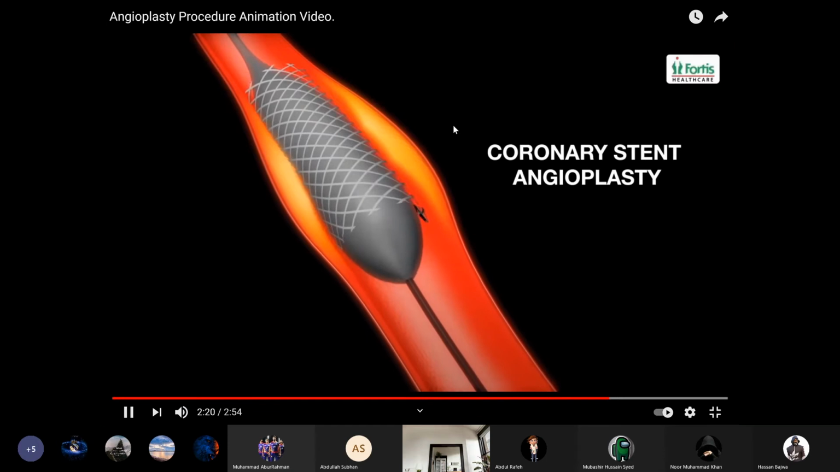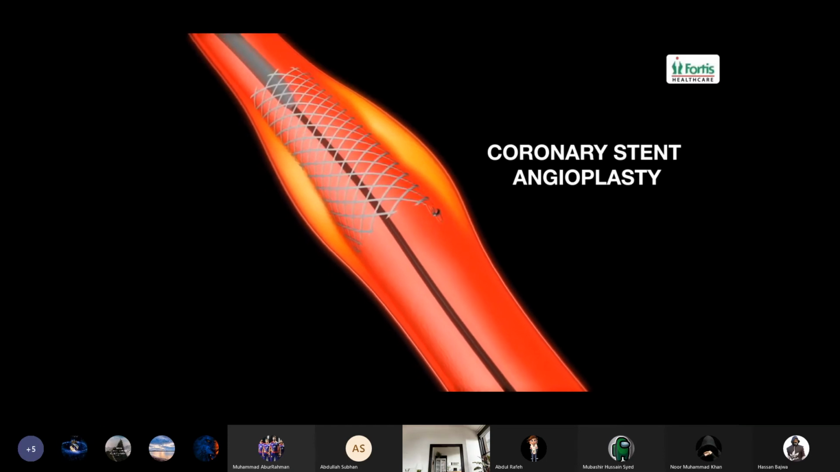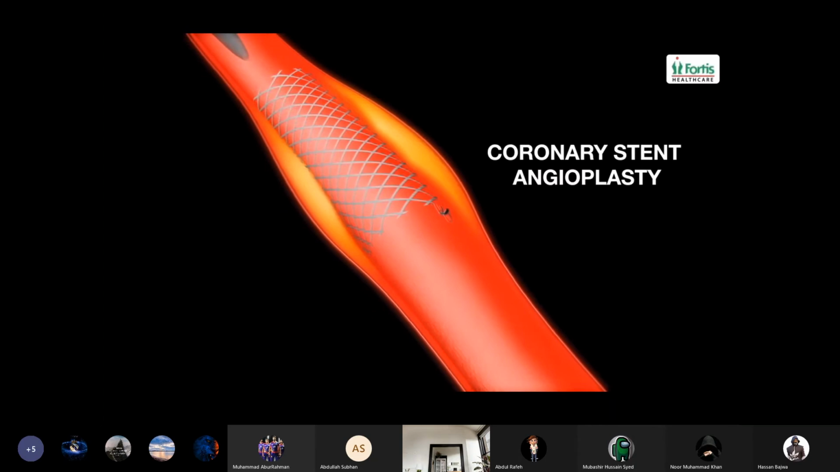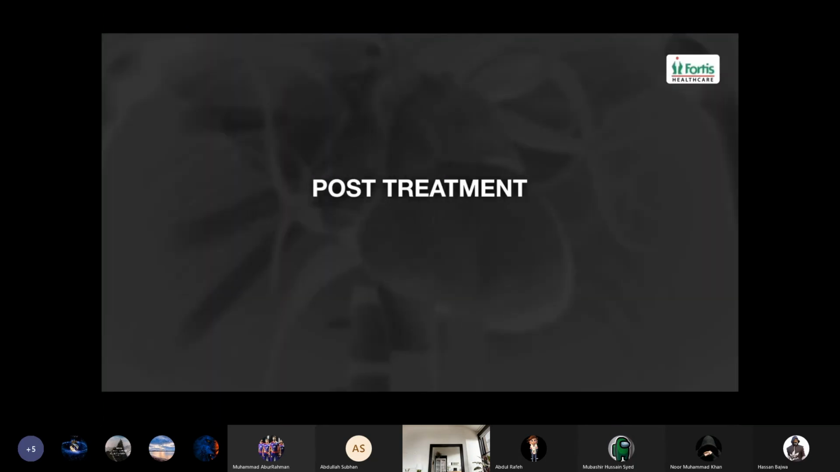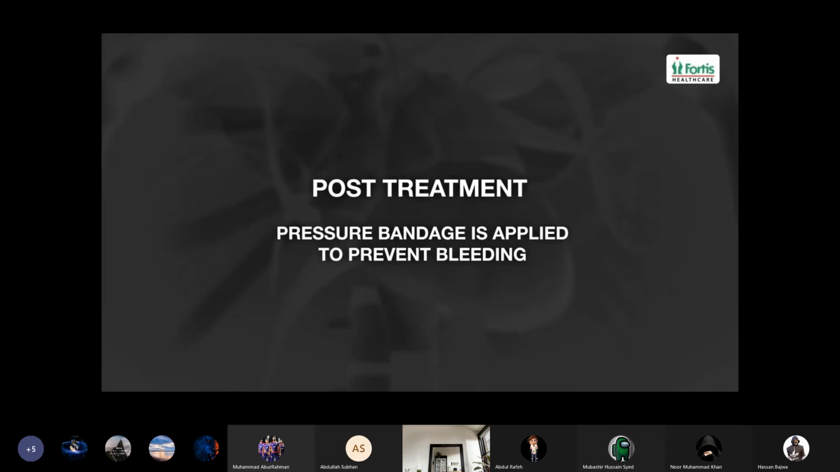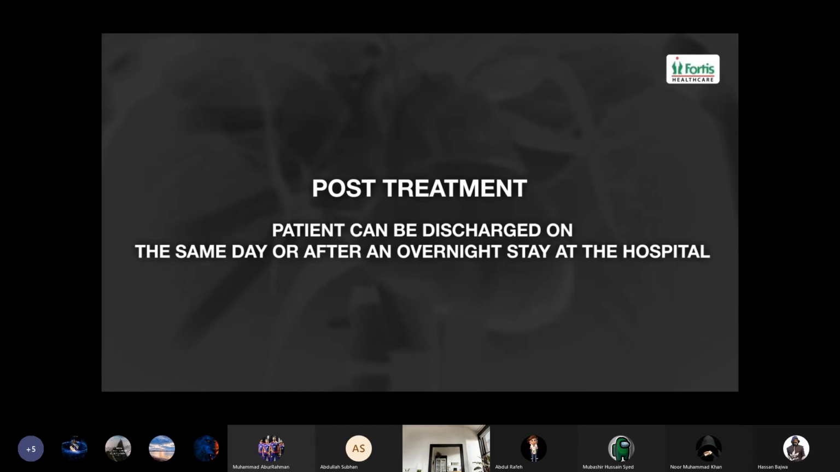Itself into place. The deflated balloon and catheter are withdrawn, leaving the stent behind to hold the artery open permanently. Post-treatment, a pressure bandage is applied over the radial artery to prevent bleeding. One will need to lie down for several hours, during which signs of bleeding or chest pain will be monitored. The patient may either be discharged on the same day or after an overnight stay at the hospital.